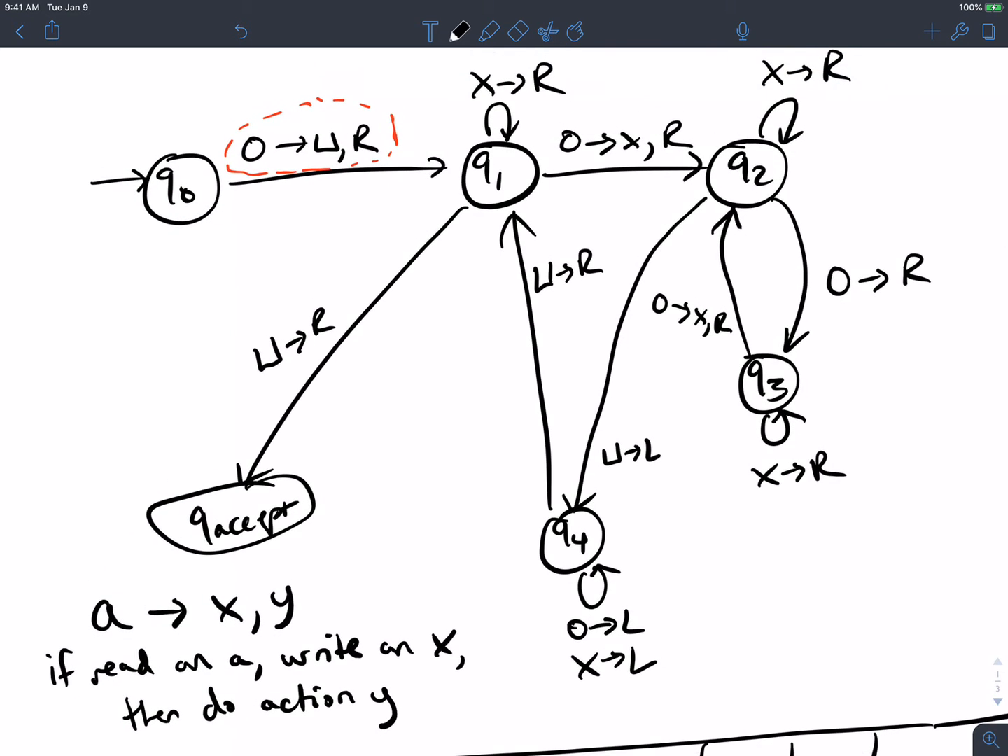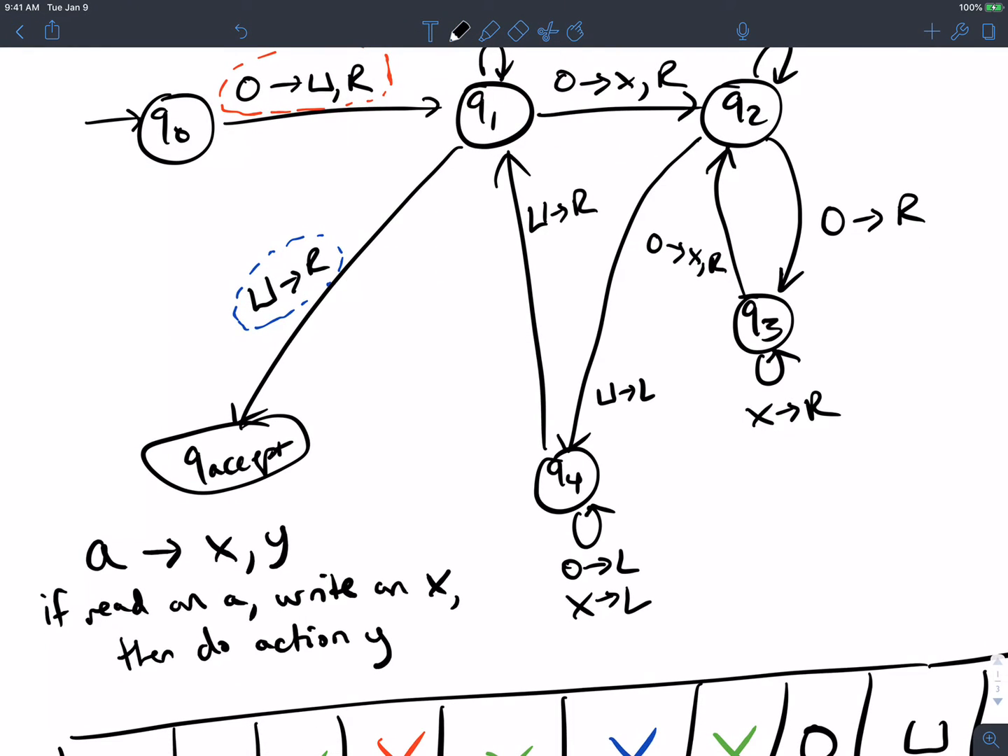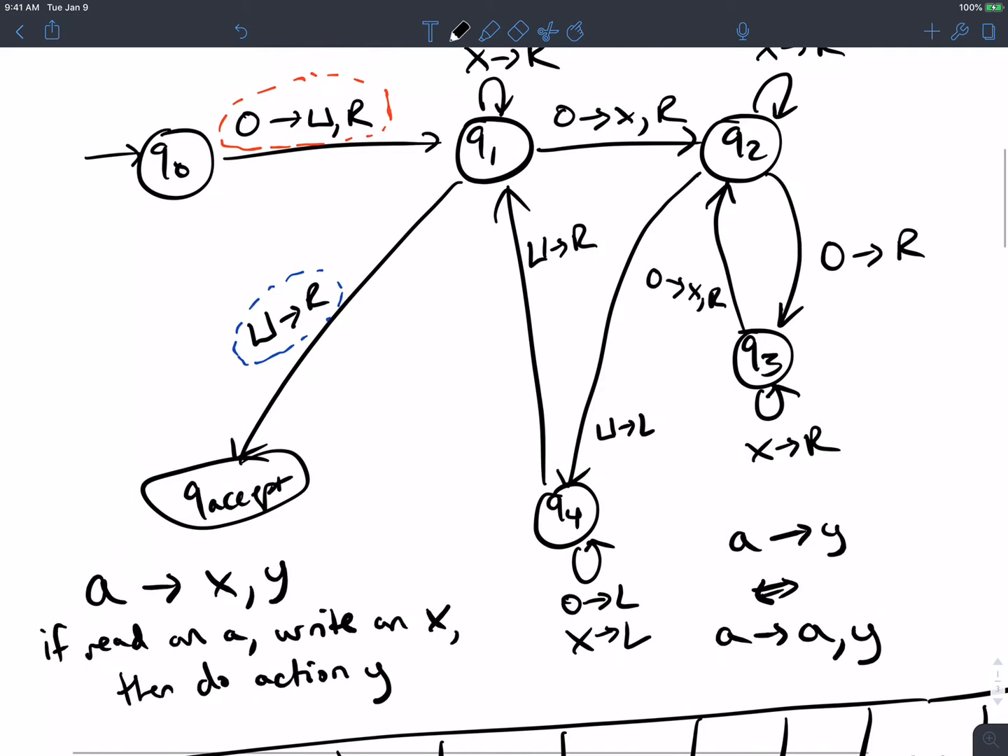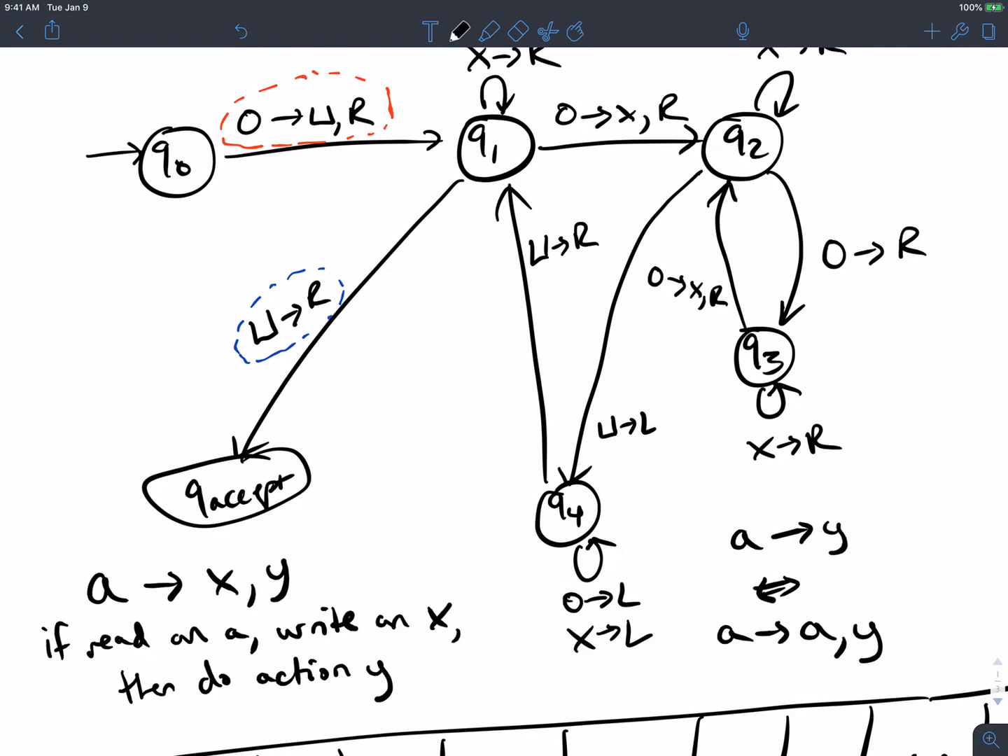And then you may think, okay, so then what about this transition right here, which is not the same thing? A transition of the form A comma Y is the same thing as writing the exact same symbol down and doing the same action. So if we don't have 3 things on the transition, we must have 2. And on the 2-part transitions, we don't change the symbol that's there. So on that blue circled transition, that says if you see a blank here, write a blank and then move right.